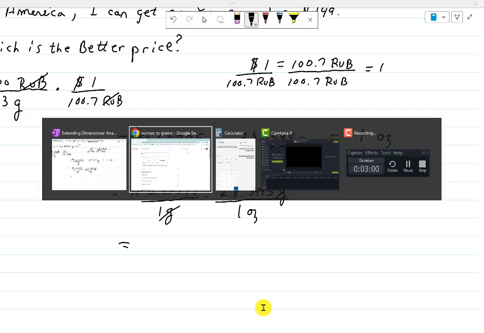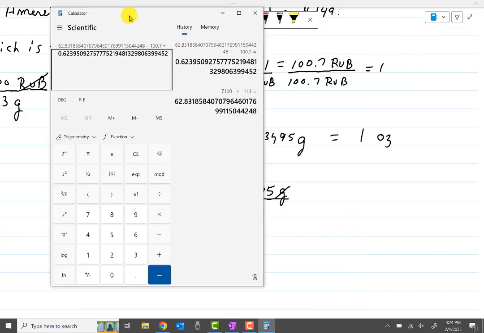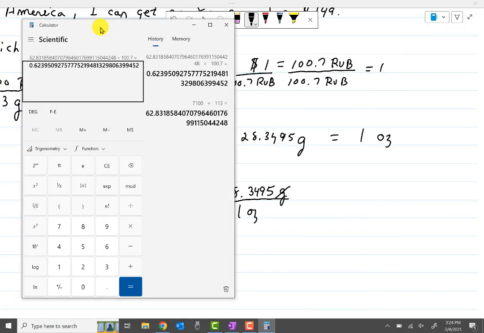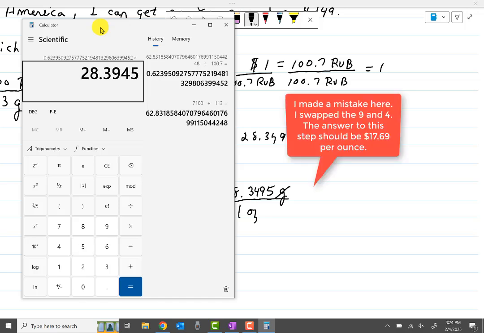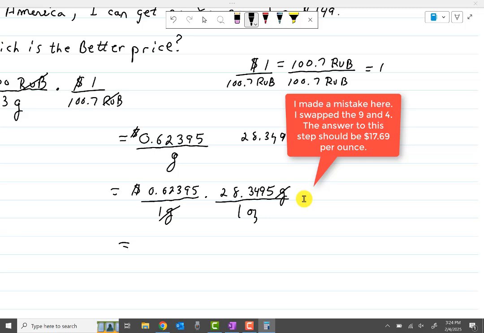So let me go back to my calculator. There's the number I had before, and I'm just going to multiply by 28.3495. Times 28.3495, and that gives me, I'm going to go to 2 decimal places here because we're now at a cost, $17.72 an ounce.